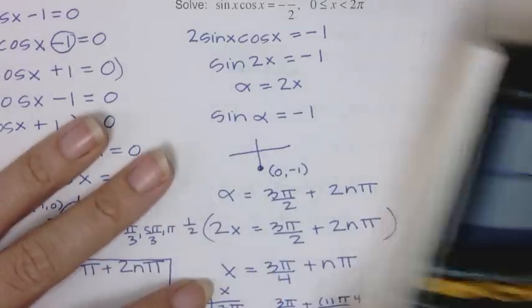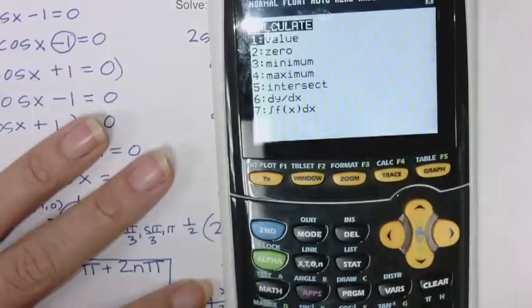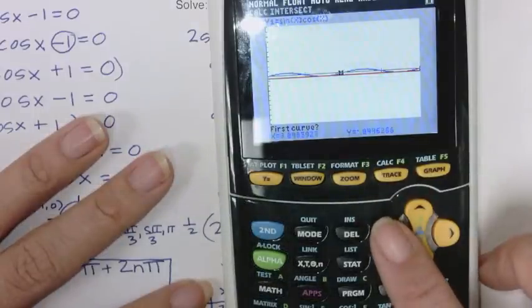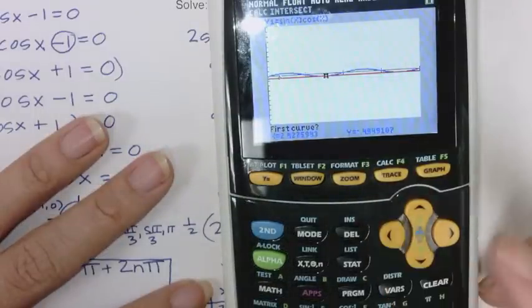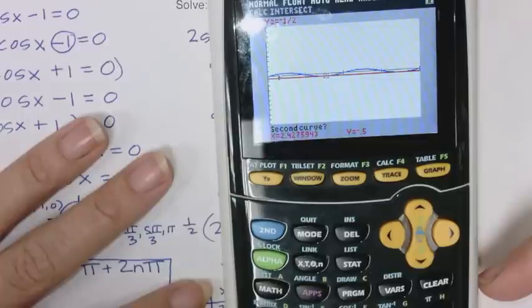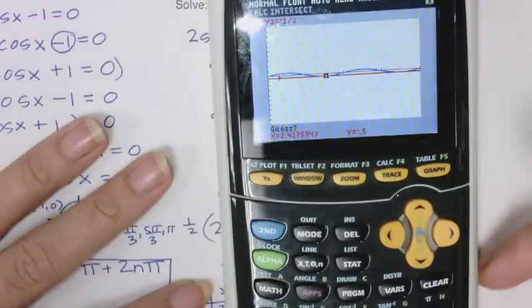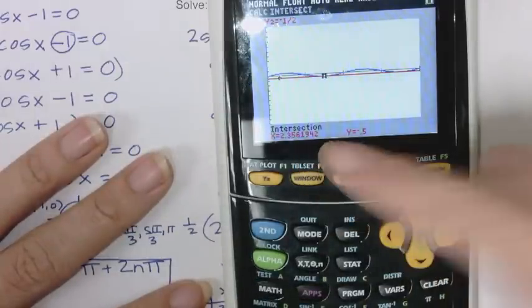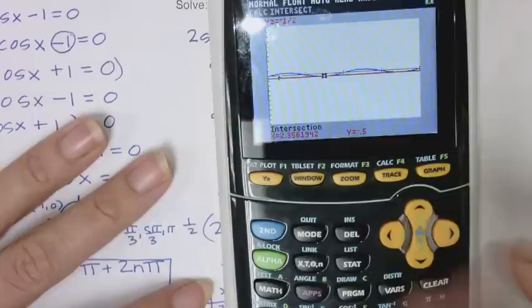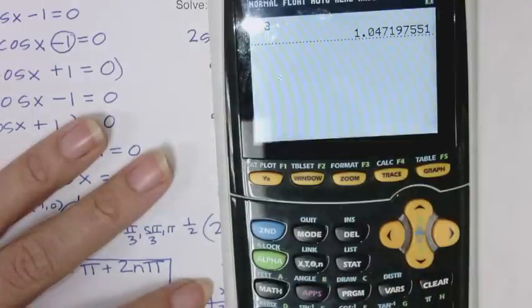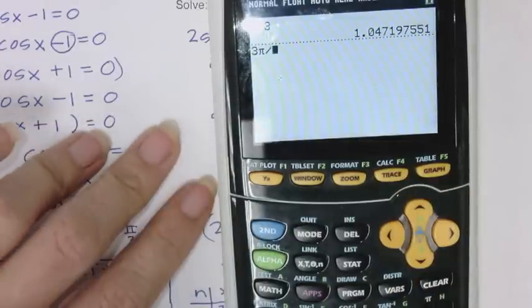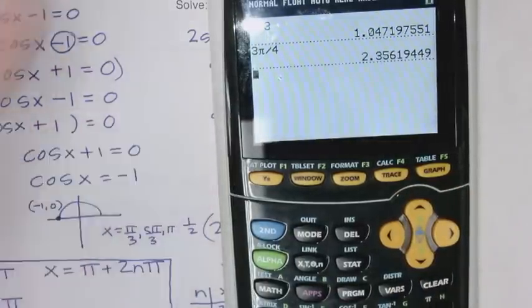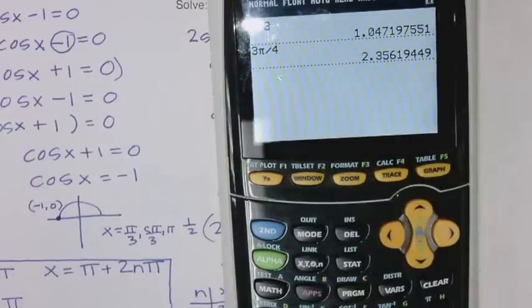So then second calc, intersect, get really close to that first point of intersection, really close with the other line, and then guess. And it says 2.356192, which, I have no idea what that is, but when I did it by hand, I got 3 pi divided by 4, and look at that. That's the same answer in decimal approximation.